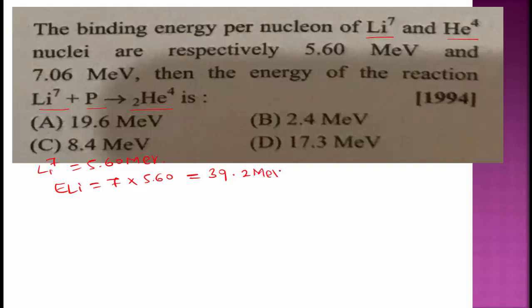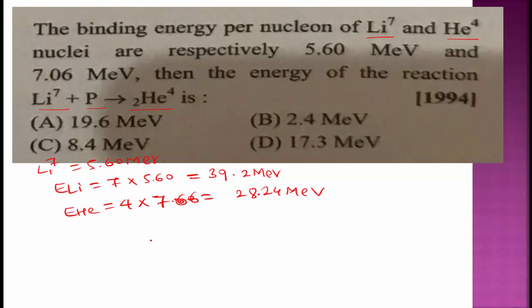We get the total energy of the lithium, that is 39.2 mega electron volt. Similarly, the total binding energy for the helium atom, whose mass number is 4, is 7.06 into 4, which is 28.24 mega electron volt.